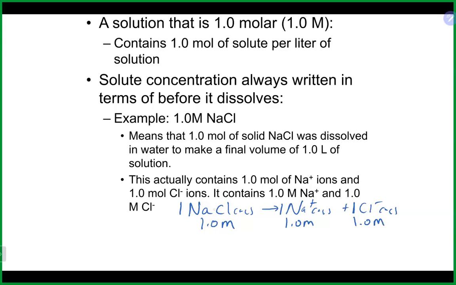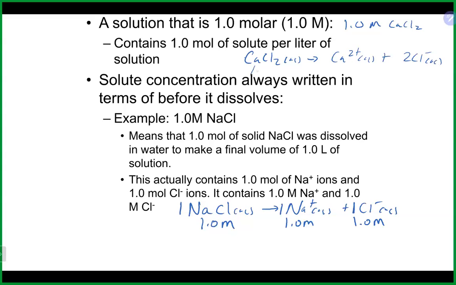Now, let's say I had a 1 molar solution of calcium chloride. When calcium chloride breaks apart in solution, it is going to break apart into its ions. We will have a calcium ion, and we will have 2 chloride ions.